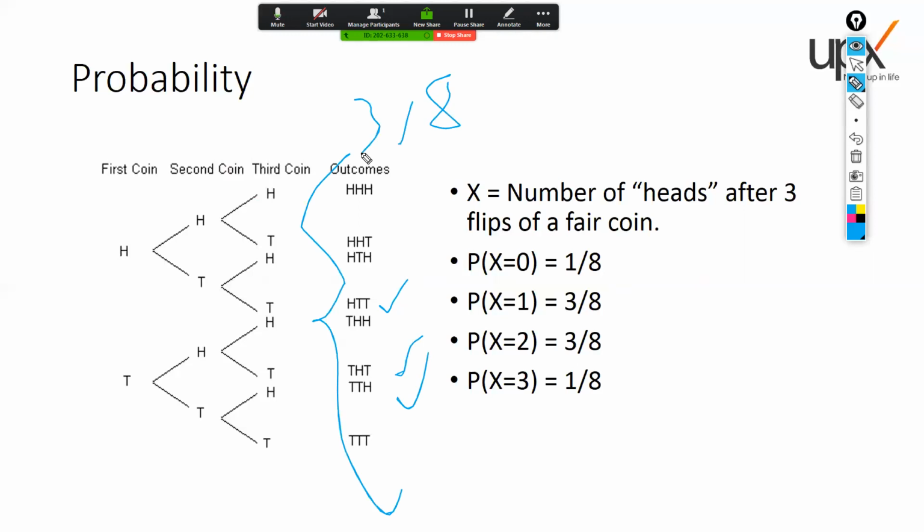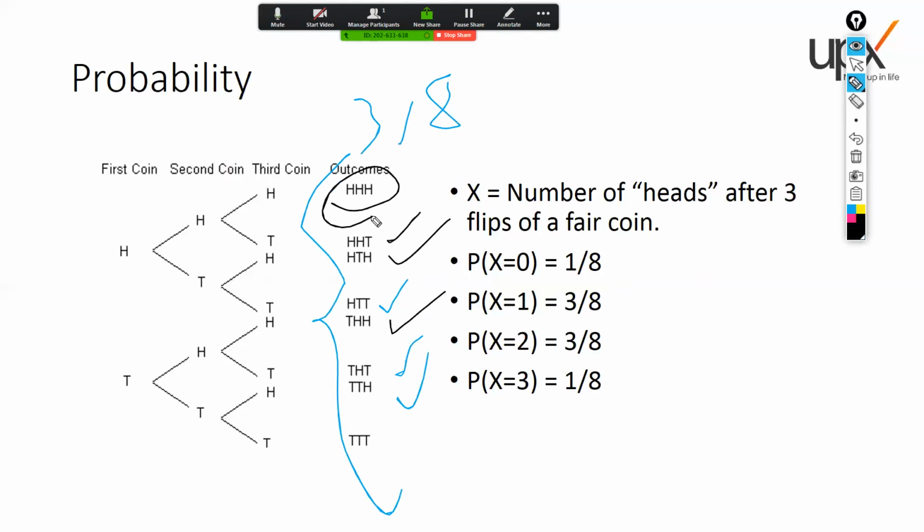X equal to 2, right? Heads equal to 2. Number of times 2 heads came: this one, and this one, right? 3 by 8. X equal to 3, all 3 times head, only this, right? So that's the reason why the output is 1 by 8, right?